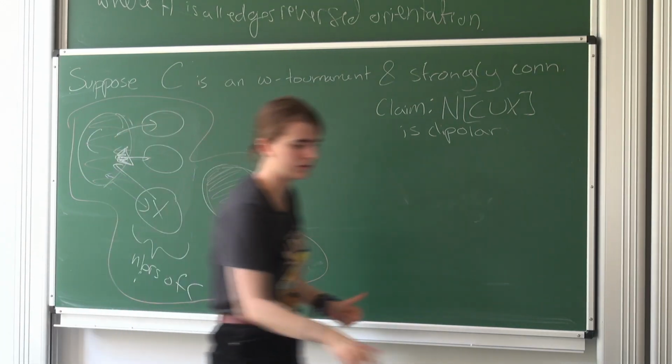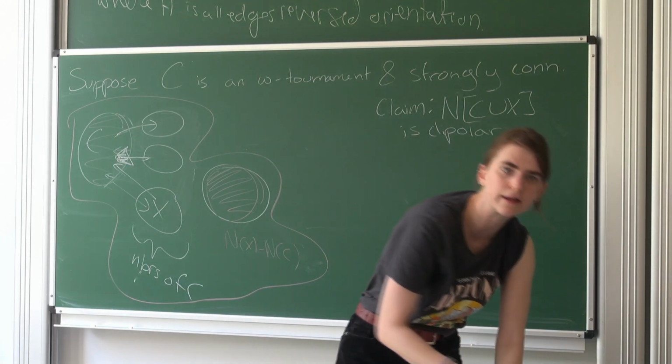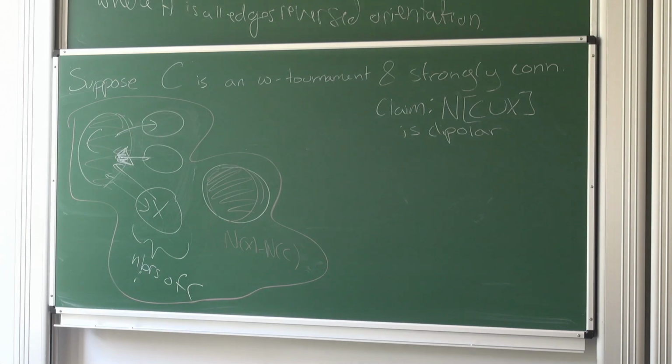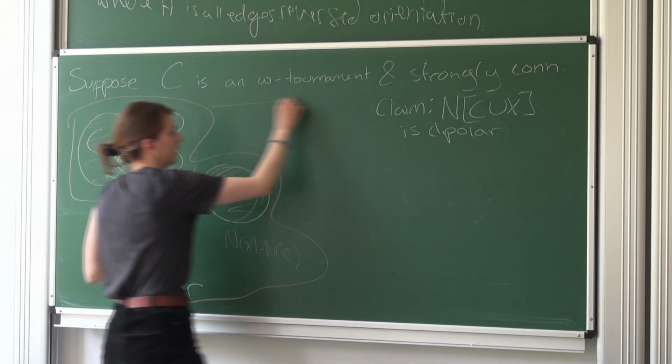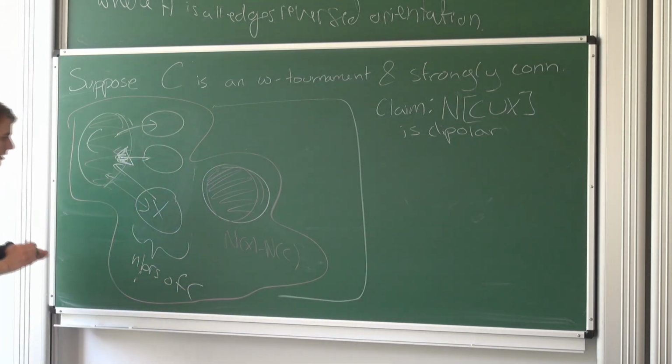And so this is basically proof by staring at it. I'll do it quickly. If you don't understand it, it's maybe not okay, but it's not very interesting. To prove that something is dipolar, you need the context of the rest of the graph. So here's the rest of the graph.